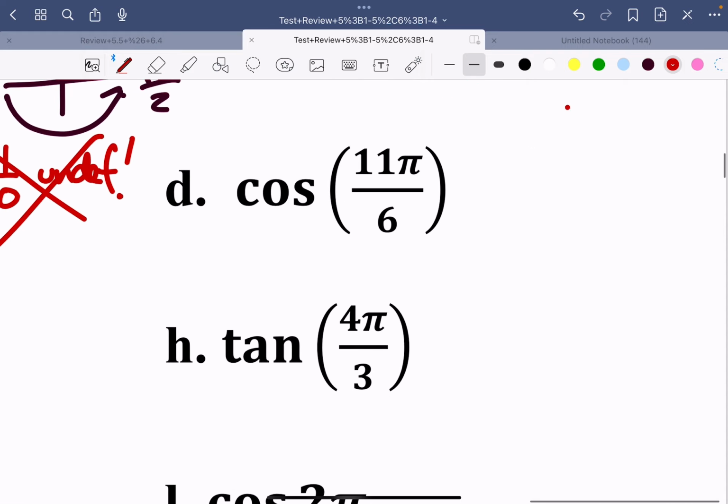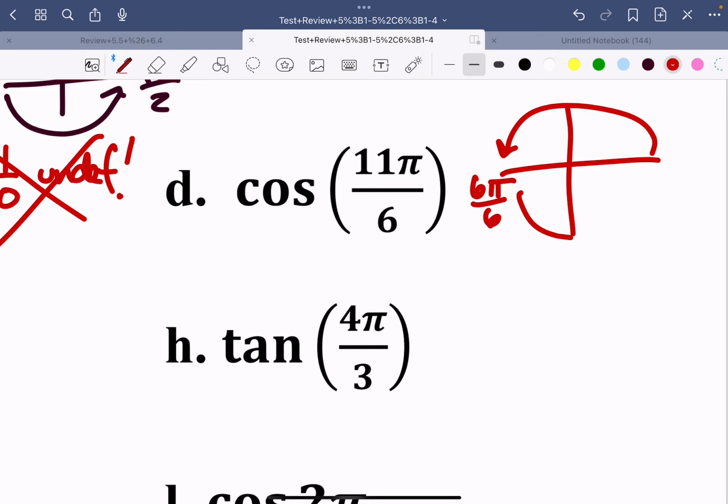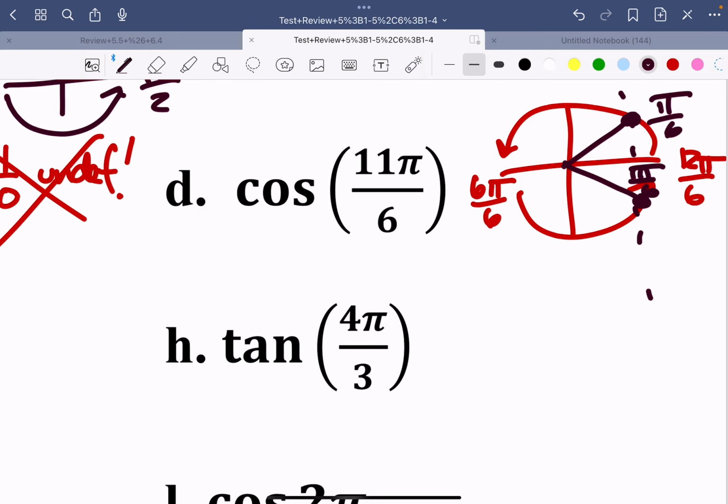Cosine 11 pi over 6. If I stop here, that's 6 pi over 6. Go all the way around, that's 12 pi over 6. So I must have stopped short 1 pi over 6. But I want the cosine up here, a reference angle of pi over 6, and it's going to have the same value. In other words, this is equal to the cosine of pi over 6, but that's the same as cosine of 30 degrees, so I'm going to get the square root of 3 over 2.